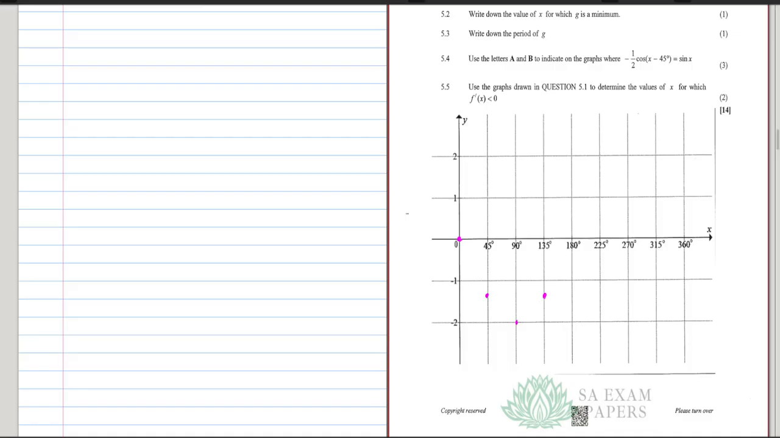And then we have 180 degrees, that's 0. Then 225, that's positive 1.4, around here. And then 270, that's 2. 315 should be in line with this point on 225. And then we have 360 at 0, like this. And then we connect all of these points to give the graph of g like this. Don't use straight lines, use curves, okay?